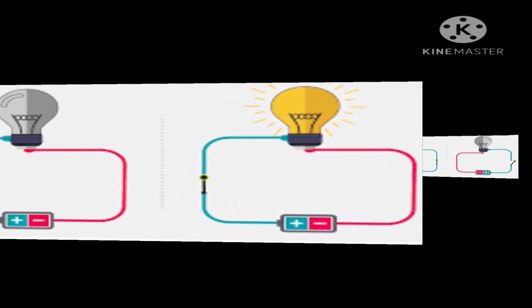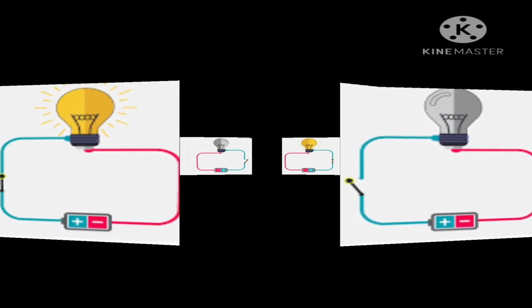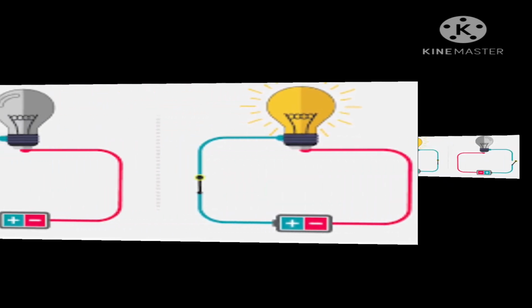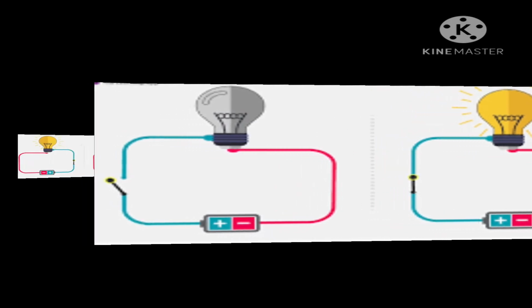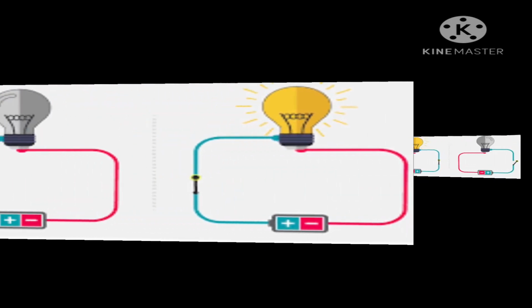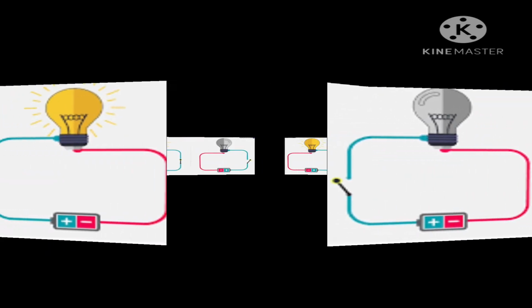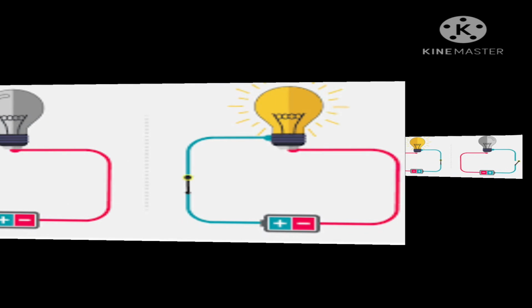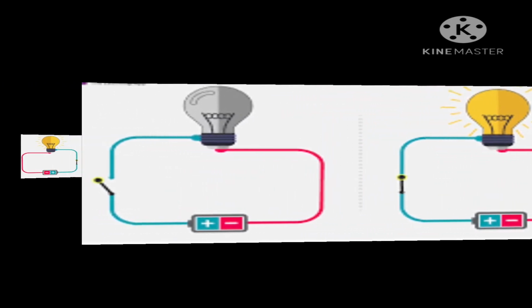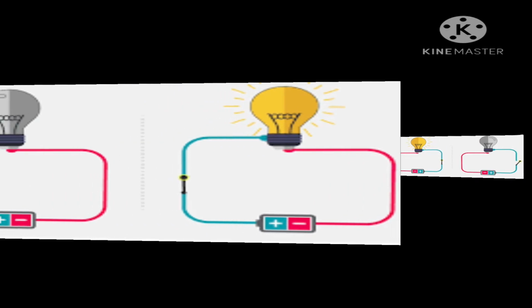The electric path which starts from the positive terminal of a cell and ends at the negative terminal without any break is called a closed circuit or complete electric circuit. And the electric path which starts from the positive terminal of a cell and is broken at some point is called an incomplete circuit or an open circuit. No current flows in such a circuit.